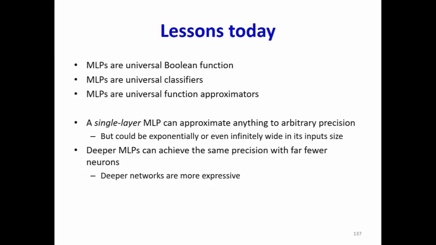So I'll stop right here, just slightly late. MLPs are universal Boolean functions. They are universal classifiers, universal approximators. A single layer MLP can approximate anything to arbitrary precision, but could be exponentially or even infinitely wide in its input size. Deeper MLPs can achieve the same precision with far fewer neurons, which means the deeper networks are more expressive. What do I mean by expressive? They can model more types of functions, right?